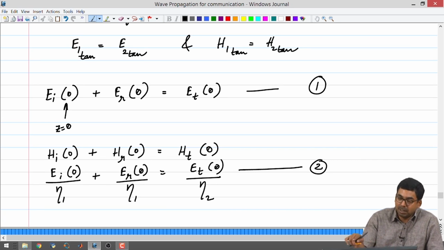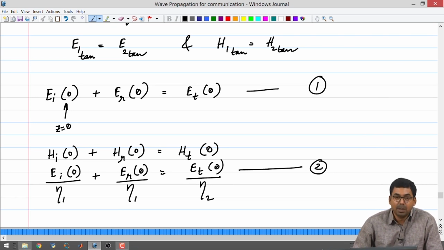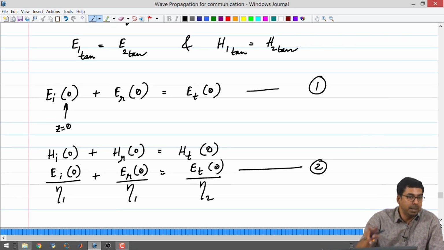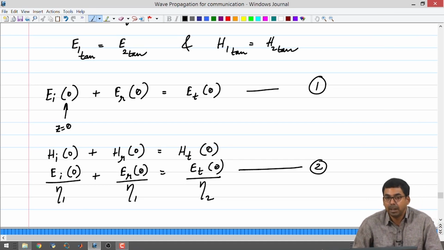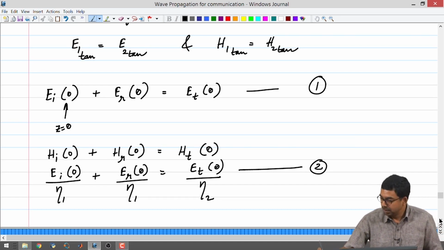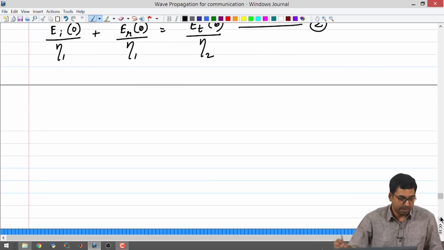So, you could divide equation number 1 by Ei of 0 on both sides. Then you will have two ratios, which means 2 variables. The same way you can divide the left and right hand side of equation number 2 by Ei of 0, and you will end up with ratios, again 2 variables. Then you will have 2 equations and 2 unknowns, and you can solve for Er by Ei and Et by Ei. So, 2 equations, 2 unknowns, straightforward to solve.